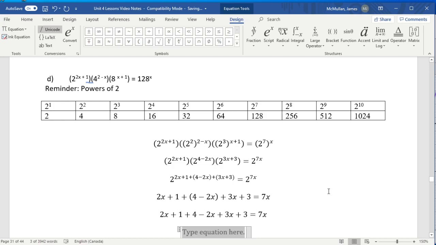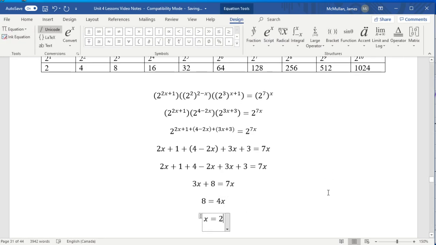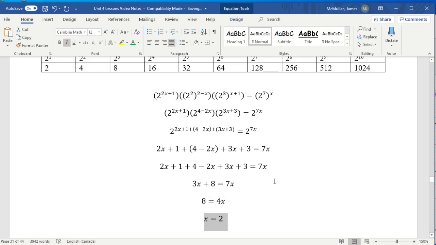2x take away 2x plus 3x leaves me with 3x. Then I have 1 plus 4 plus 3 is 8, equals 7x. So let's bring the 3x to the other side. 8 equals 4x, and x equals 2. Okay, so there's your solution to that question.